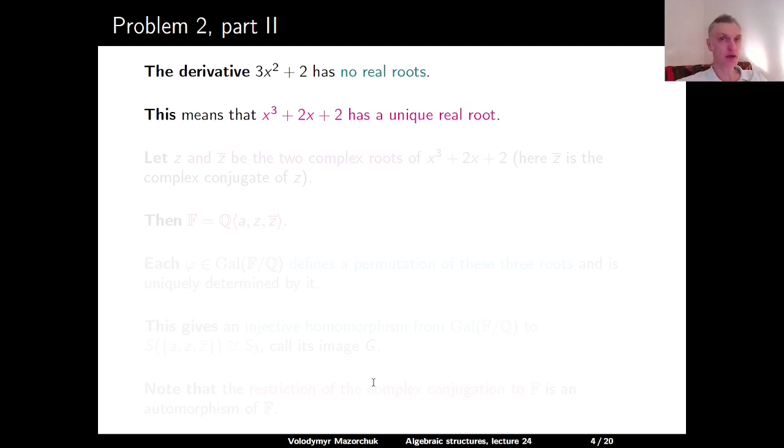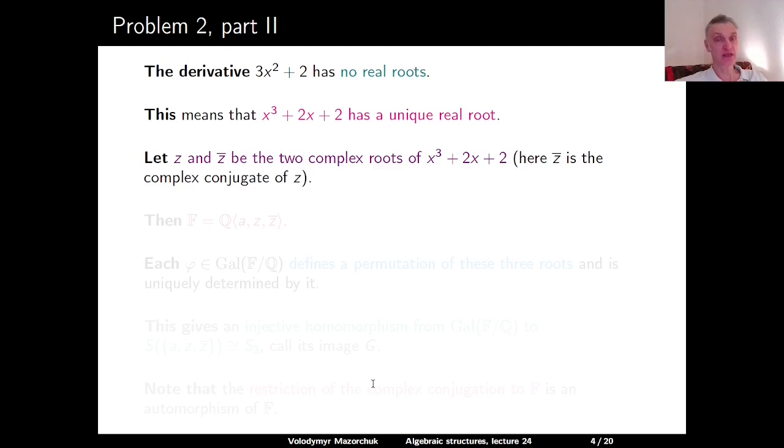It can have only 1 or 3 real roots. If it had 3 real roots, the derivative would have to vanish at 2 points. The derivative doesn't vanish, so this polynomial has a unique real root. So this means that it has 2 complex roots. Let's denote them by z and z overlined. Overlined means complex conjugation, so we denote by z and z overlined the two complex roots of our polynomial.